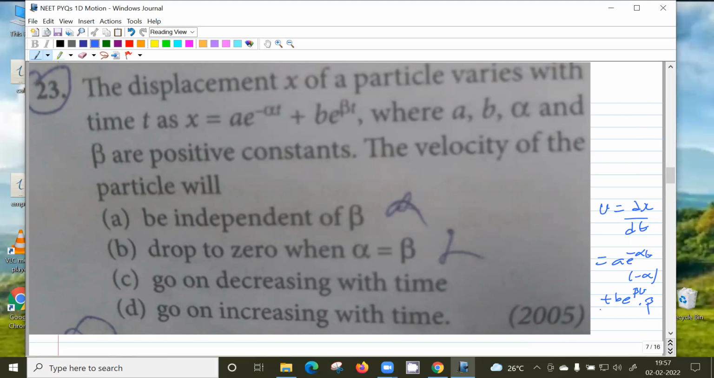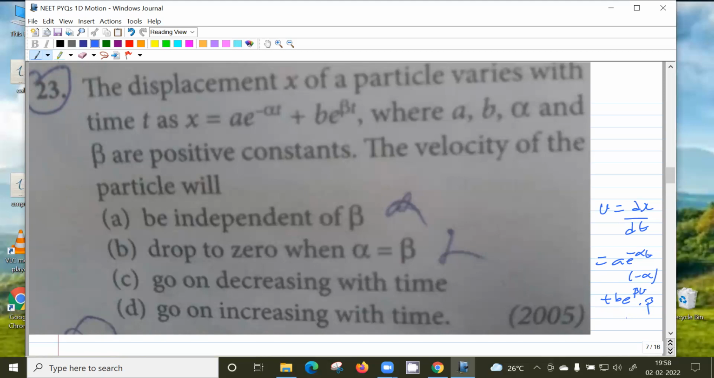From this, how can I comment on whether it will increase with time or decrease with time? I don't know that. Velocity is independent of beta. That is not true. Drops to 0 when alpha equals beta. That's also not true. Goes on decreasing with time. That's also not true. Goes on increasing with time.